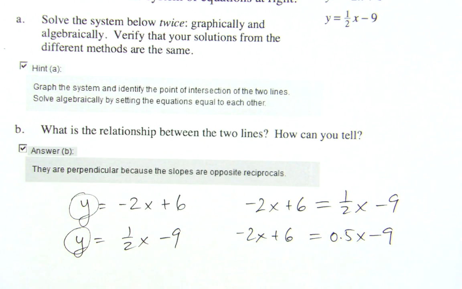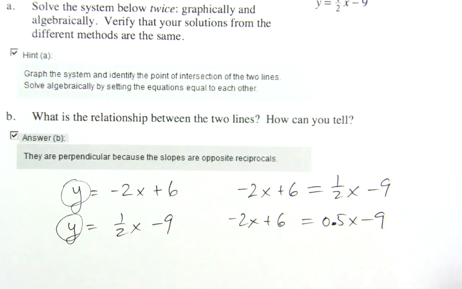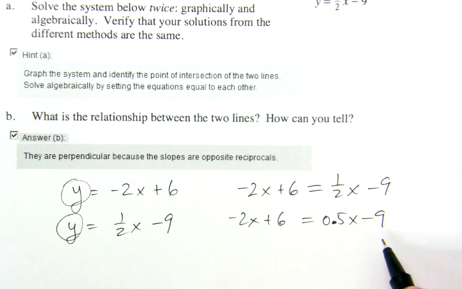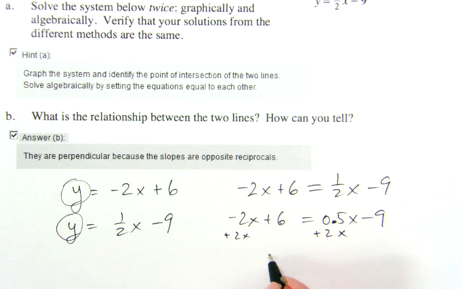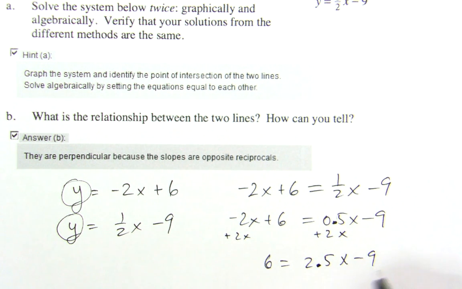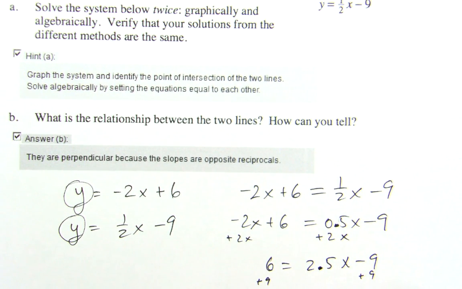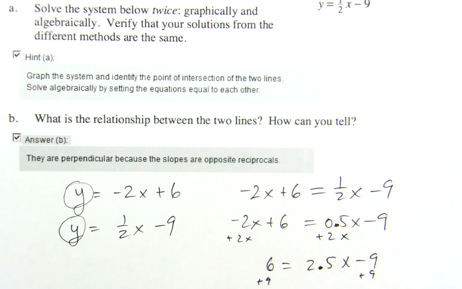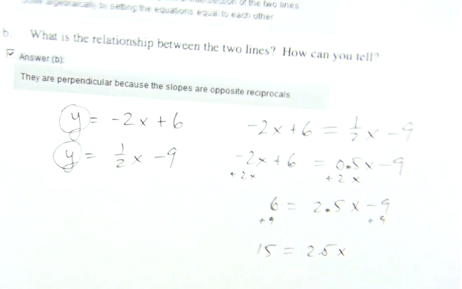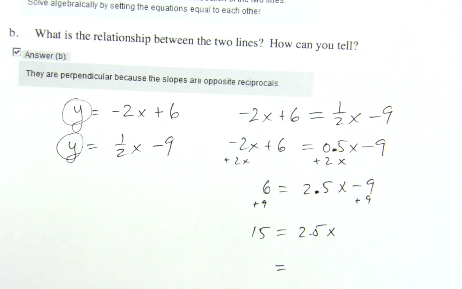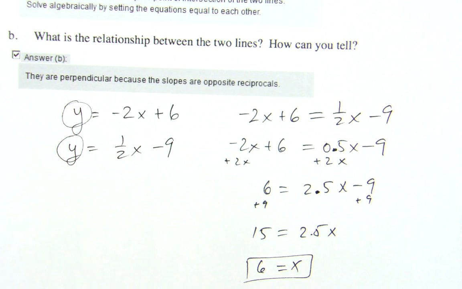There's no reason to keep that fraction if you could just turn it into a decimal. I think I'm going to add 2x to both sides. So 6 is equal to 2.5x minus 9. I'm going to add 9. What is that? 15 is equal to 2.5x. Right? I'm just solving for x, guys. This should not be a mystery right here. 15 divided by 2.5, so x is equal to 6. Okay. Part 1 done.